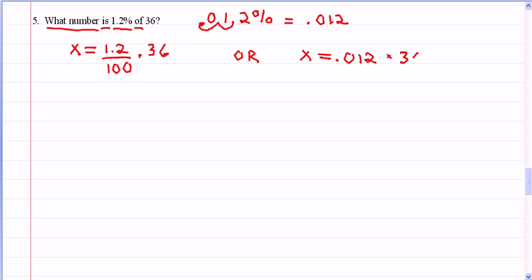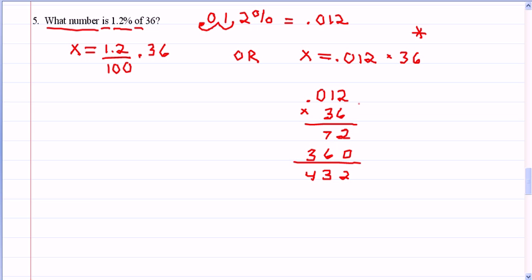times 36. So I think in this question the second equation looks easier because all I have to do is multiply 0.012 times 36. And then I have three numbers to the right of the decimal point, so I get 0.432. X is equal to 0.432.